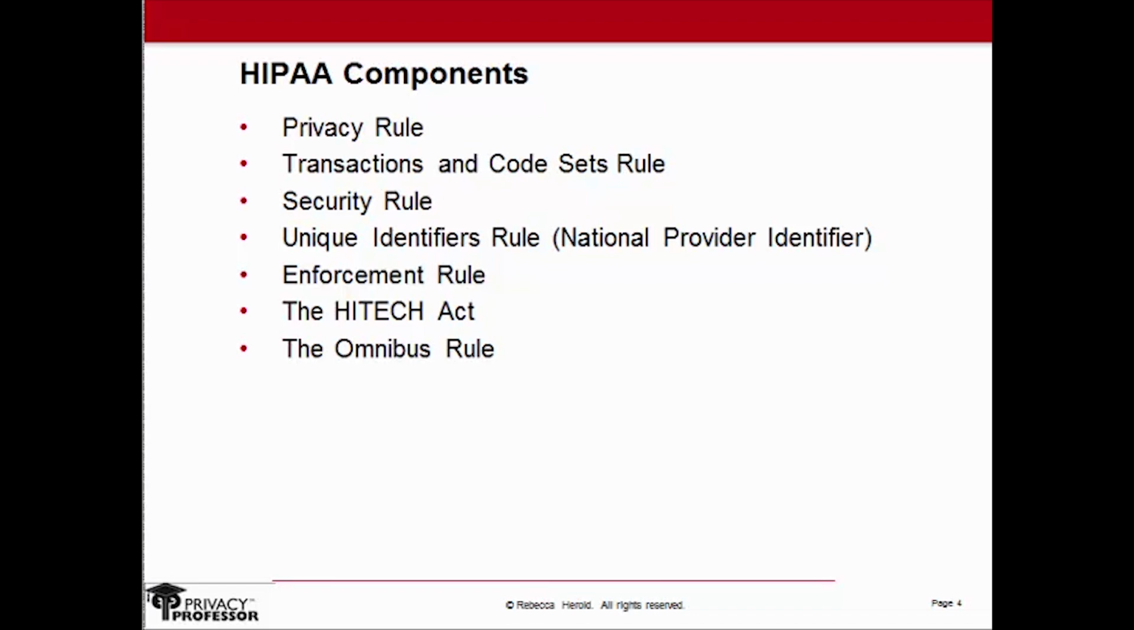The Transactions and Code Sets rule covers transactions and electronic exchanges involving the transfer of information between two parties for specific purposes. Now, the Transactions and Code Sets rule is outside the scope for today's discussion. There's also the Unique Identifiers rule, the National Provider Identifier, and it's a part of the HIPAA Administrative Simplification Standard, and this is also outside the scope for today. The HITECH Act established additional important privacy and security requirements, and I'll cover those in some upcoming slides.